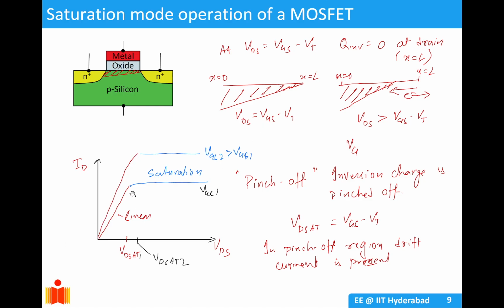Moreover, the pinch off region is proportional to Vg minus Vt. So since Vg is higher, the pinch off region will be further ahead. So this saturation pinch off, or saturation Vd, is also higher. Hence the net saturation current at this higher Vg is also higher.